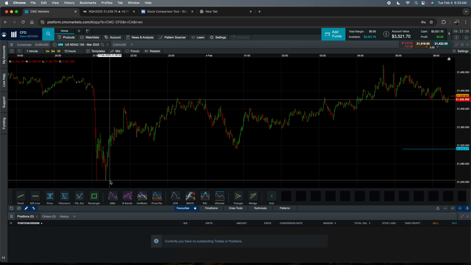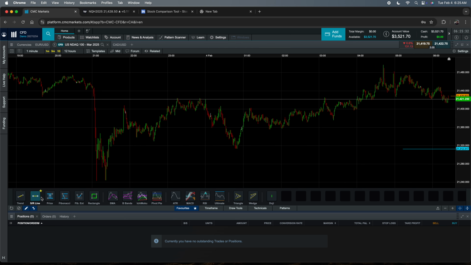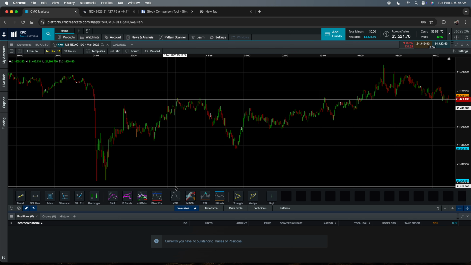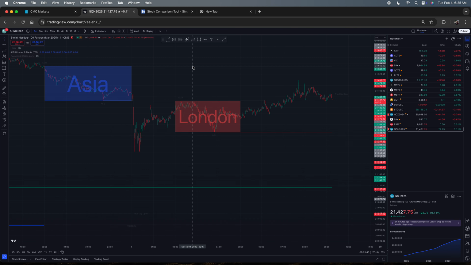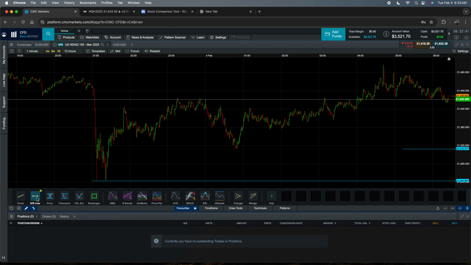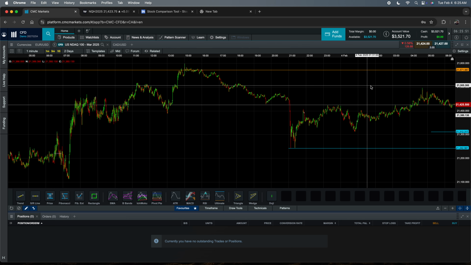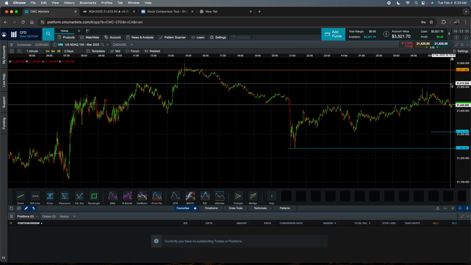And I like these lows down here too. This might be a target for us to watch out for. And on the upside, Asia's high, 21,549.